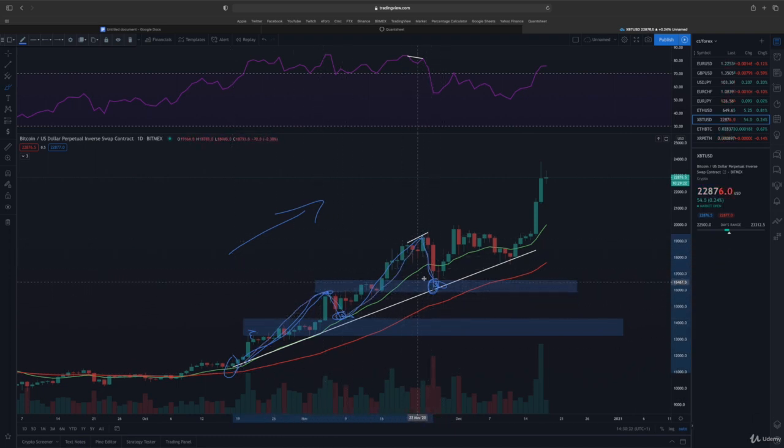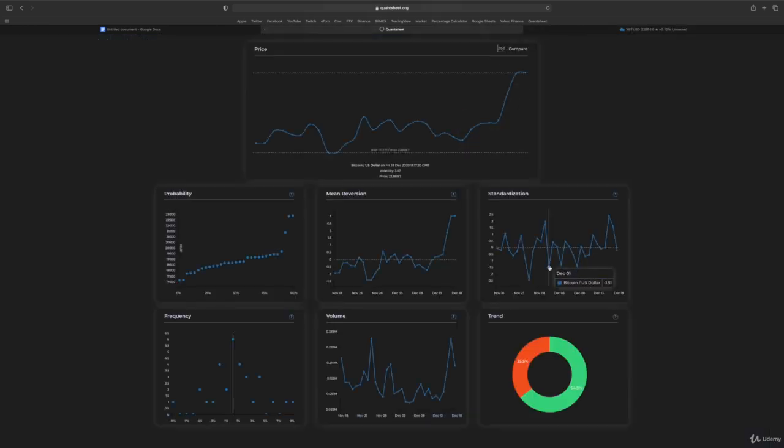So right when we were on this point, that was November 26th, let's take a look at our quantitative analysis, right? So right now we can see that when it comes to standardization, we are way overextended. And what is likely to happen when we are this overextended, as you can see, is that it is very probable that we will go back to our 0 point. So it basically means that the price change and volatility should not be that high in the next few days, right?